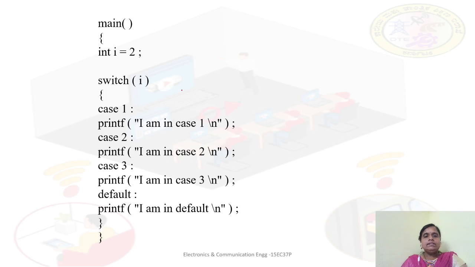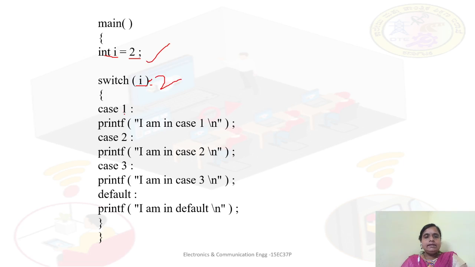We can understand this by taking a simple example. Here I have initialized a variable i of the integer data type to the value of 2, and I have used this value of i as the expression with the switch. Now, this value of i is equal to 2, as I have initialized this.